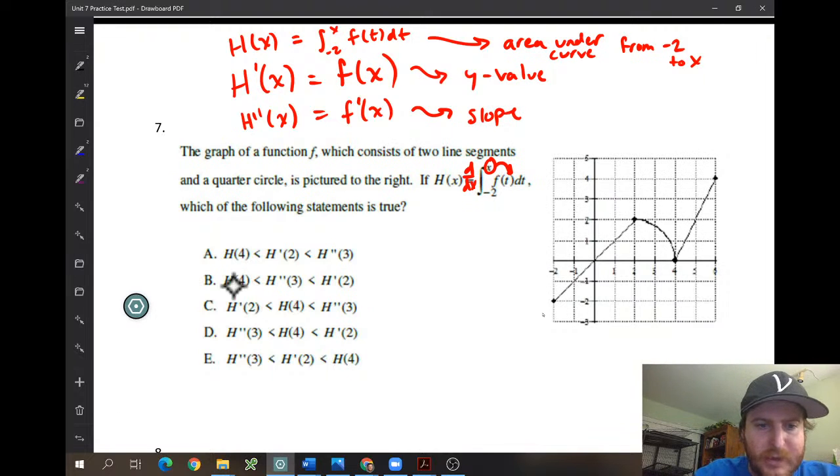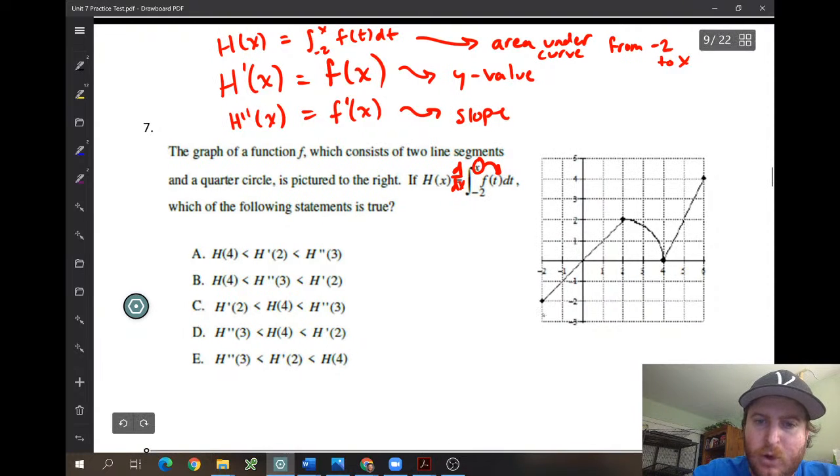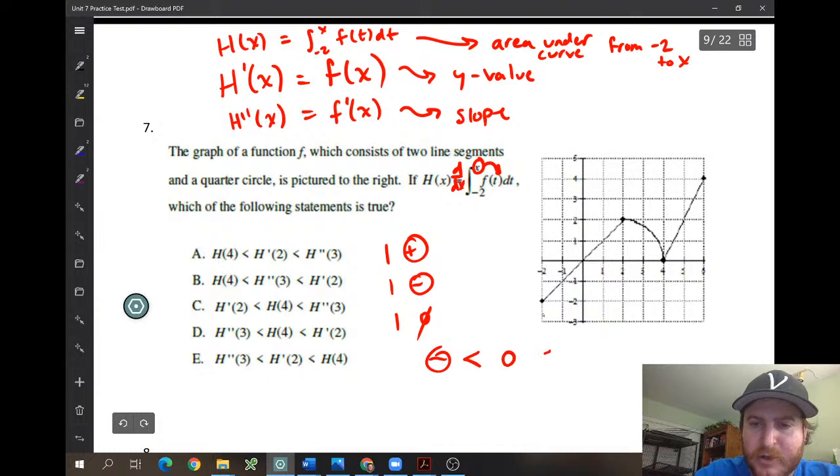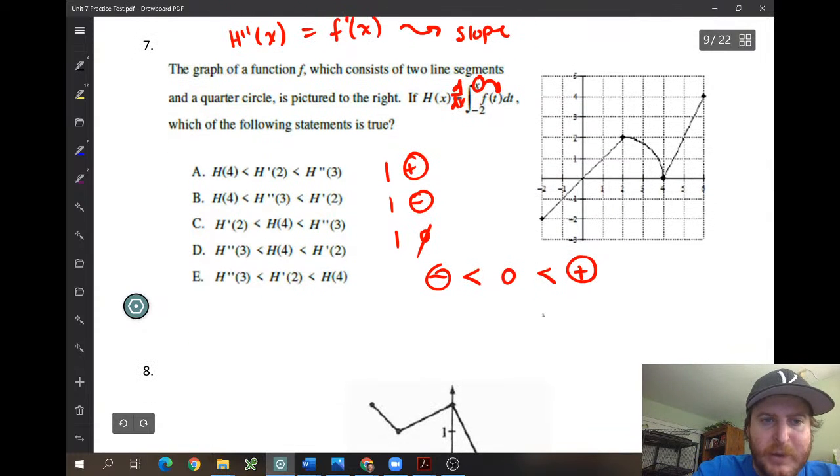So now looking at these, they want us to compare these. And generally what happens, almost always one of these will be positive, one of these will be negative, and one of these will be 0. So you want to arrange it so your negative will be smaller than 0, which will be smaller than your positive. So if I look, they're giving me h of 4, h prime of 2, and h double prime of 3.